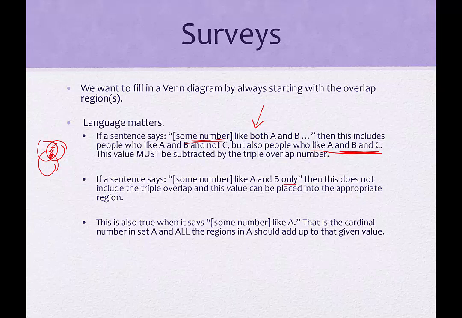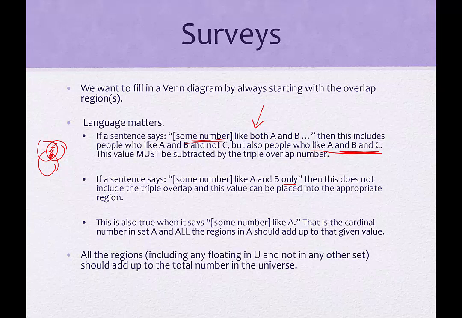If the sentence says some number of people like A and B only, the only indicates that they also do not like C. You do not need to subtract out the triple overlap. It has already been subtracted out for you. This is also true if it just says the number of people who like A. That's the cardinal number of set A, and that includes all the regions in set A, whether it's 4 or 2 regions. And then all of the regions, including any floating in the universe and not in any other set, should add up to the total number in the universe.